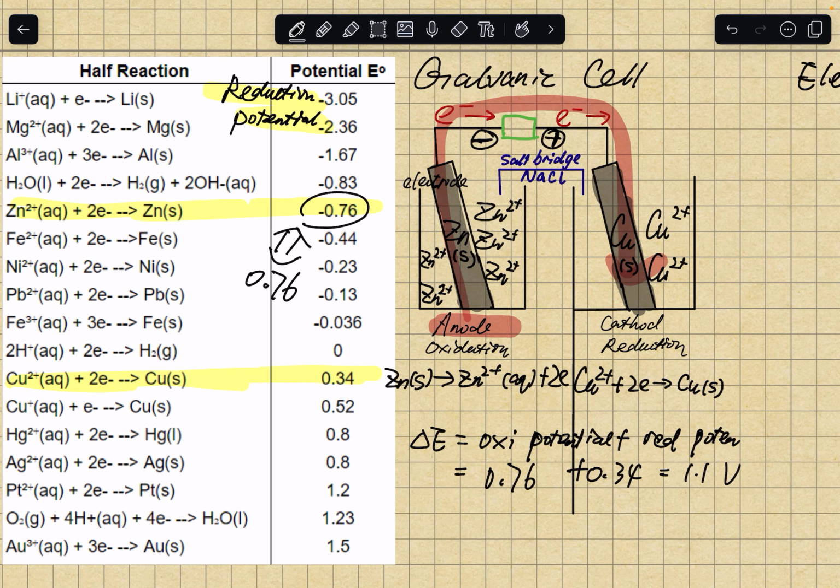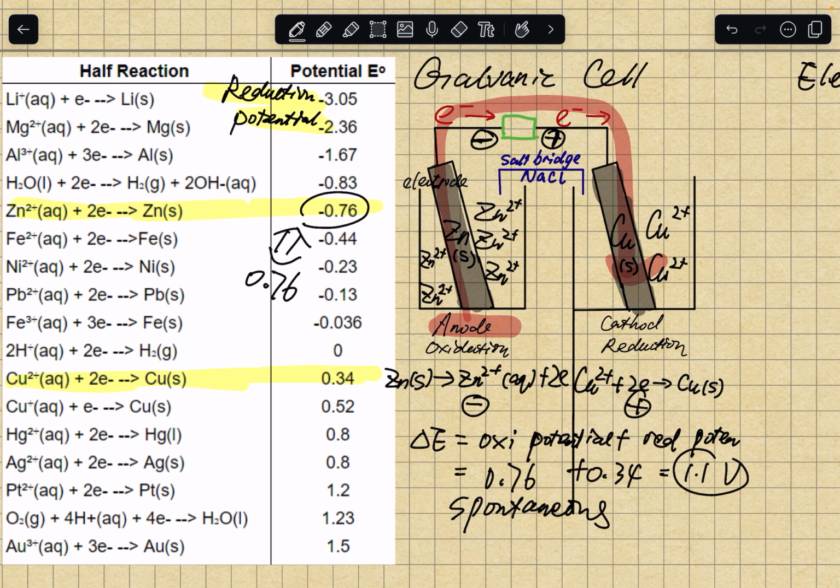When you have this positive potential of the cell, we know that this is a spontaneous reaction. Both the reduction reaction and the oxidation reaction are spontaneous. The electron flows from the negative side to the positive side, so the negative side is the anode side, and the positive side is the cathode side.